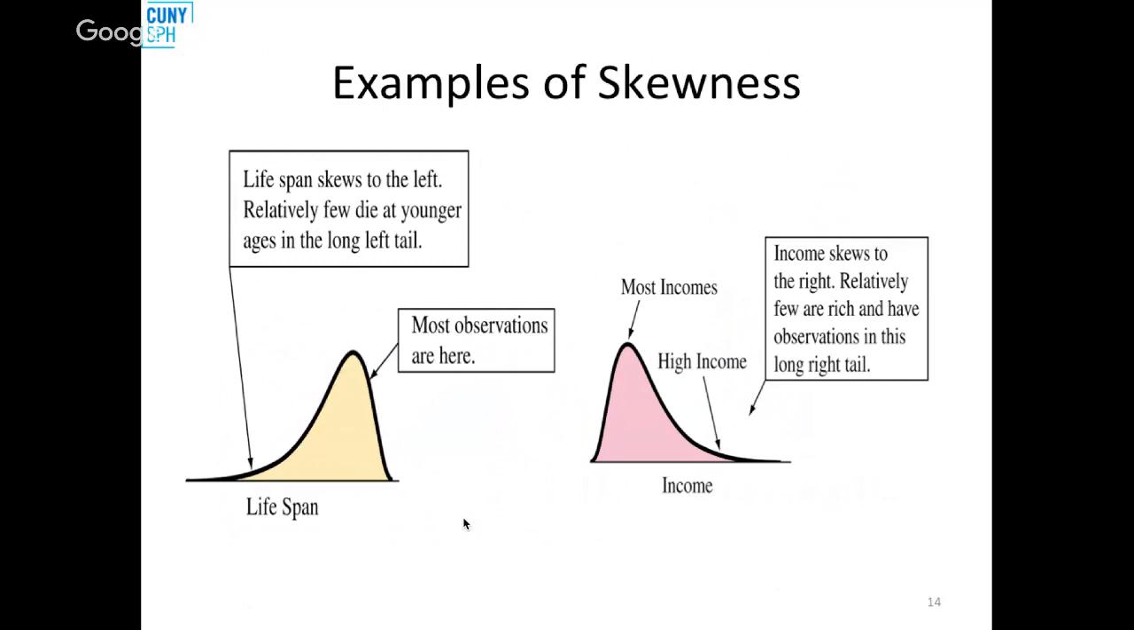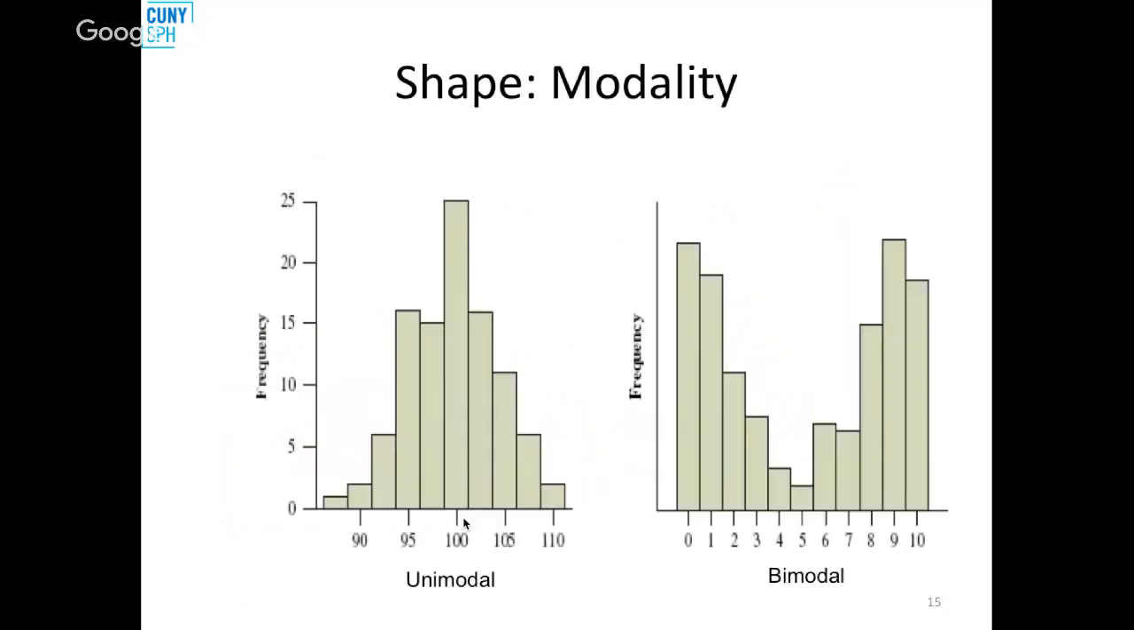Income, on the other hand, in capitalist countries anyways, follows a right skewed distribution where you have lots of people with a little income and then a very, very long tail with your Facebook CEOs earning way more than anyone else.